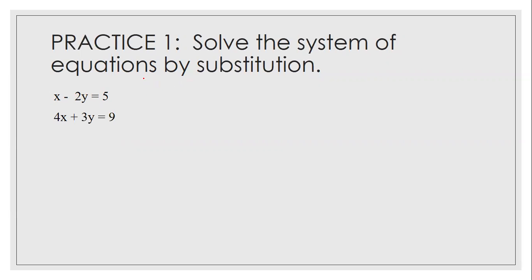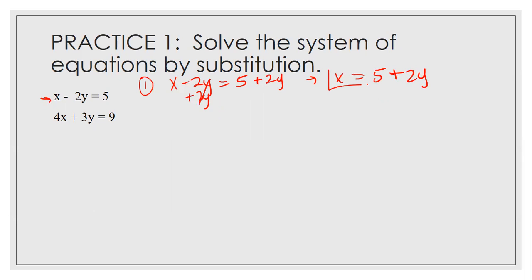So step 1 is we choose which one we're going to isolate. So we're going to use x minus 2y equals 5. What is the one thing I need to do to get x by itself? It's already negative, so I'm going to add. Remember, it's always the inverse operation. So we now have x equals 5 plus 2y. We're going to need that information here in a little bit.